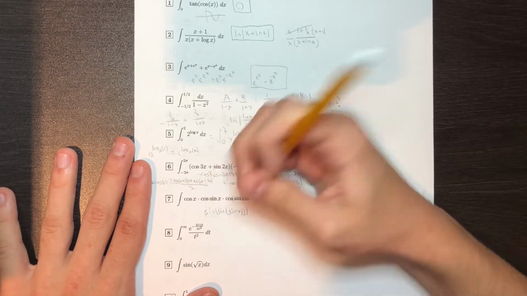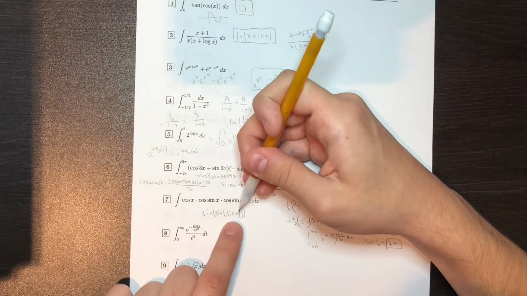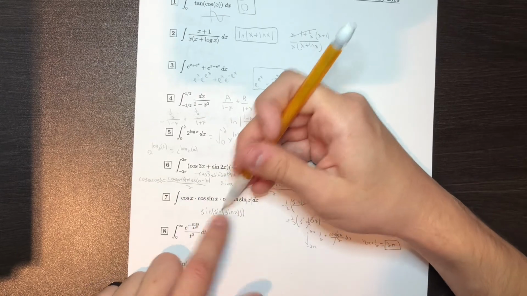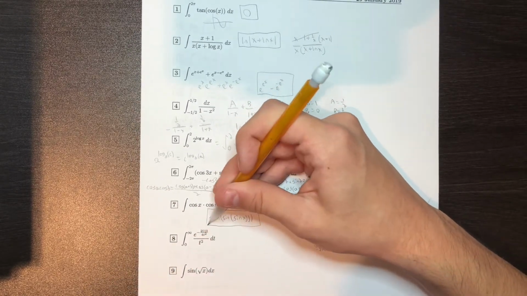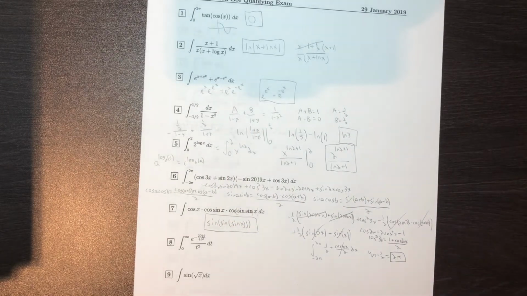So I believe this is just going to become sine of x plus c. So if we were to check, if we take the derivative of this, we get a cosine out in front, then we get a cosine of sine right there, and then cosine of sine of sine. So this is our antiderivative. Okay, moving on to question 8.